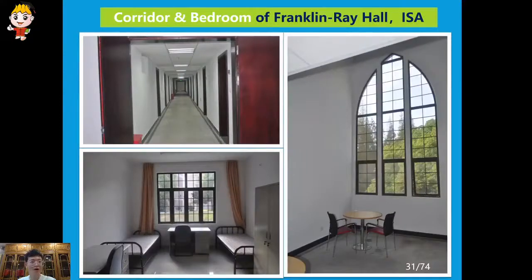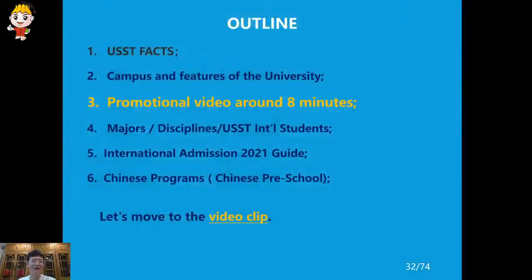And this is a corridor and spectrum of Franklin Ray Hall of the international students apartment on the North Campus. Okay. And for the specific phase or the details information, we'll explain later on in the QA section. That is the last part. Okay, we'll explain that one. No worries. Let's move on.